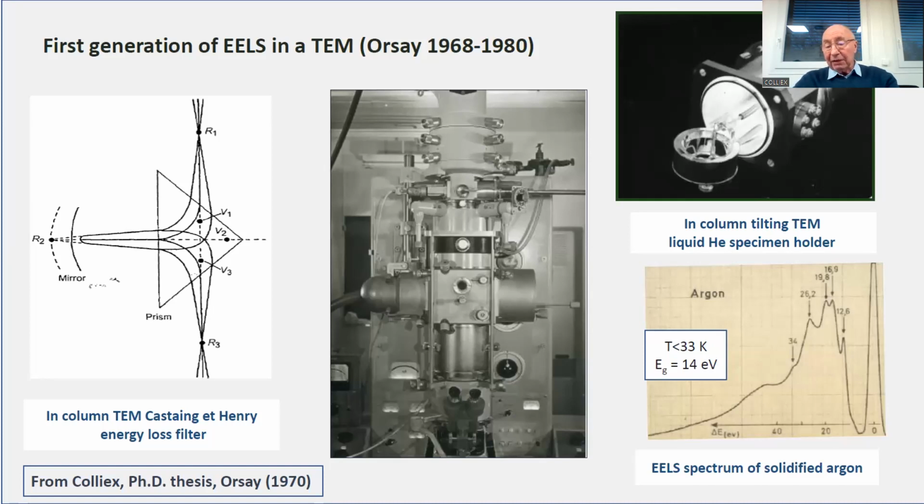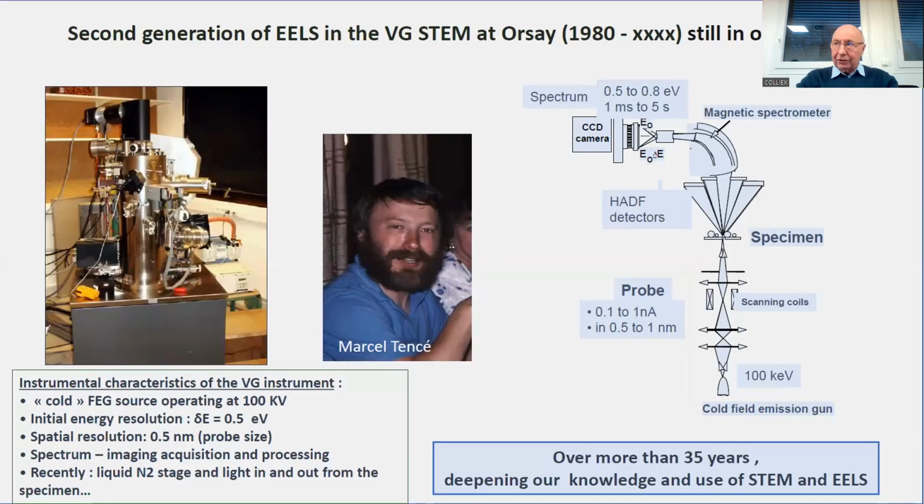And then you see my first spectrum. At that time, they had been recorded on photographic plate and digitized by microdensitometer. The energy loss axis was from right to left. It has changed since. And then you see the elastic peak and all the structure which we could excite there. The plasmon peak was about 16 eV, and the energy gap was 14 eV. So it's historical.